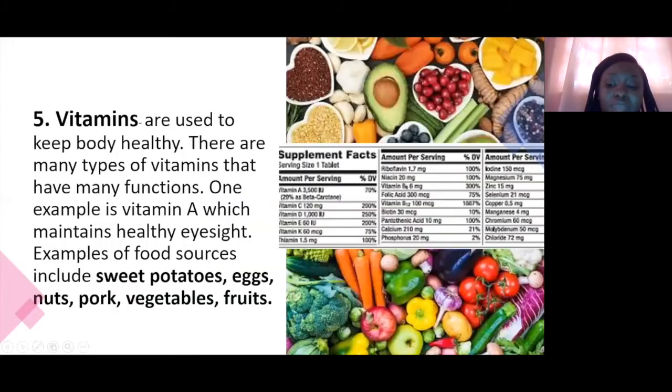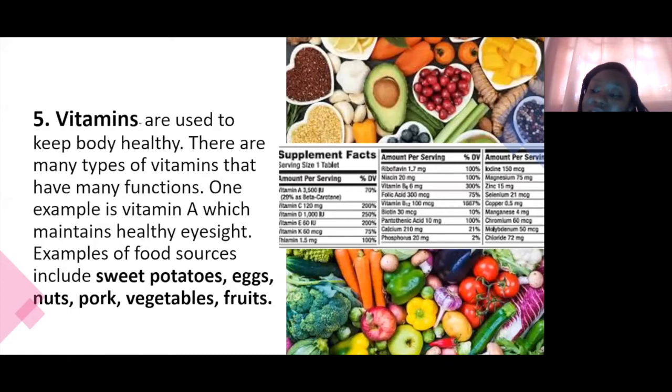Good. Vitamins. So vitamins are used to keep the body healthy. So vitamins promote overall growth. Okay. Now I know you guys, when you're feeling not so well, when you get sick, we really be on to something. What's the first thing they say? Y'all take your vitamins? Go get some vitamins. Right?